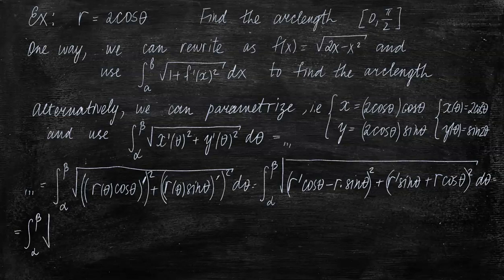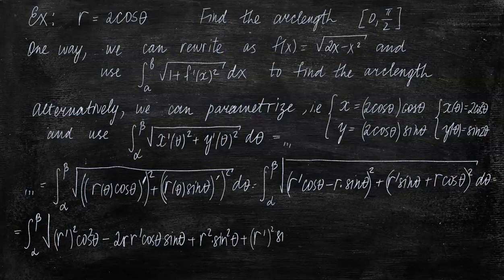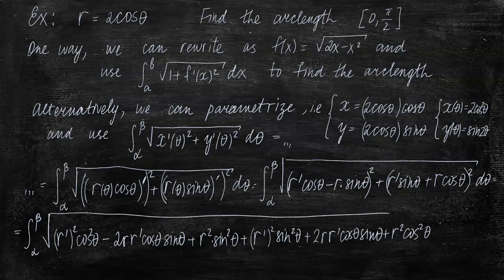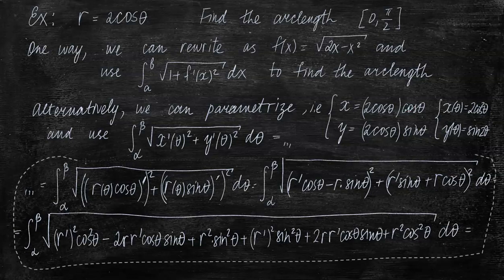And we're going to continue the process. We're going now to square everything. So we're going to have r prime squared cosine squared theta, minus 2 times the product, so 2 r r prime cosine theta sine theta, plus r squared sine squared theta. Now it starts to look promising, because I kind of see the opportunity to apply the Pythagorean identity soon, but let's wait. This is 2 times the product and the last term squared, d theta, and we're almost there. We just have to now simplify as much as we can.